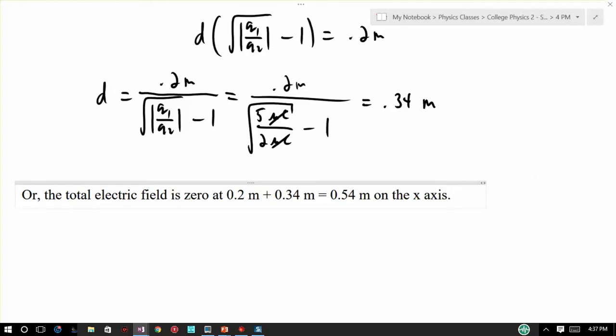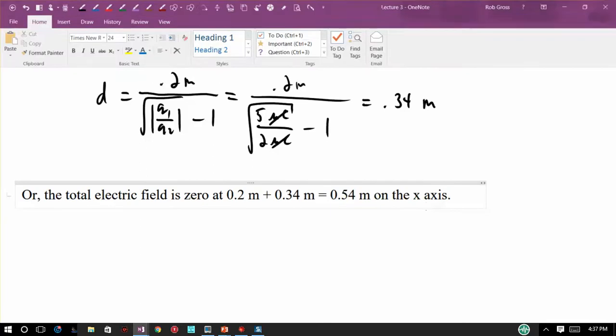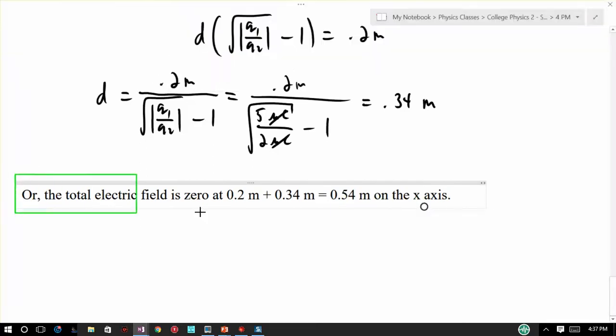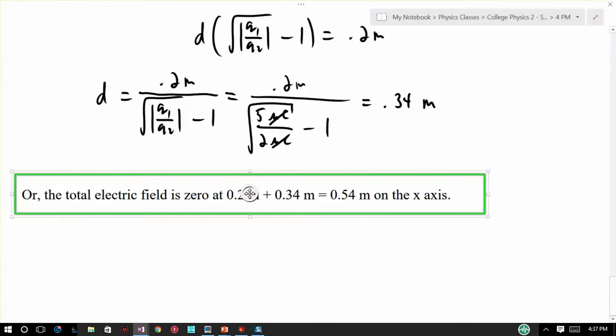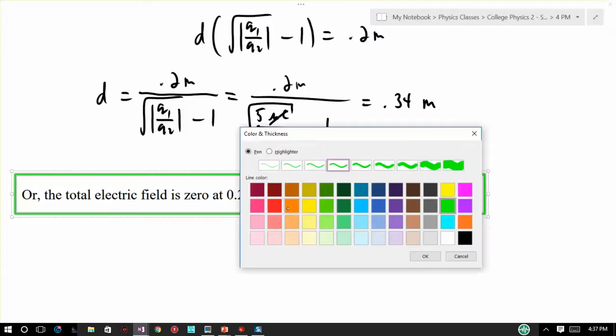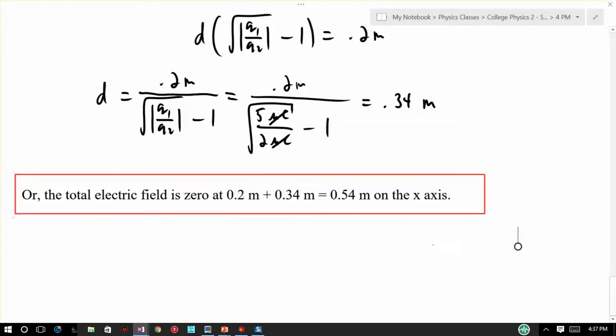Anyway, so that's how you do those types of problems. It's the same thing for every single type of problem where you're asked, where is the total electric field 0? It's this 4-step recipe all the time, right? You just set it up and do all these steps. Right? All right, are there any questions on that?